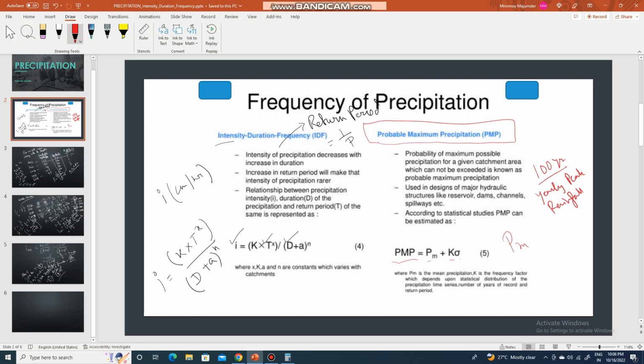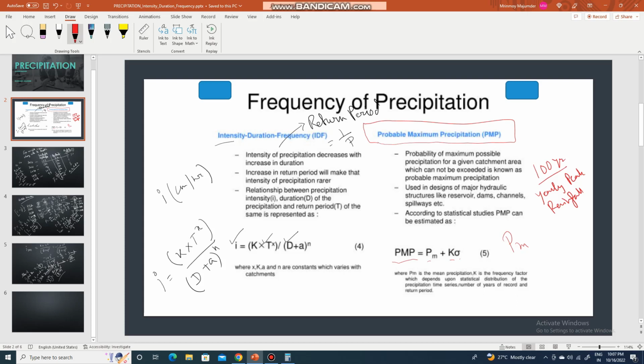Although there is always a chance that that rainfall can also be exceeded. But while designing a hydraulic structure or reservoir, dams, spillways, etc., we have to assume that this is the highest magnitude that this structure has to consider. Because as this is the peak of the 100 years peak rainfall, it is assumed that in the next 100 years, this type of rainfall will not occur. But yes, there is always a probability that this rainfall can also be exceeded.